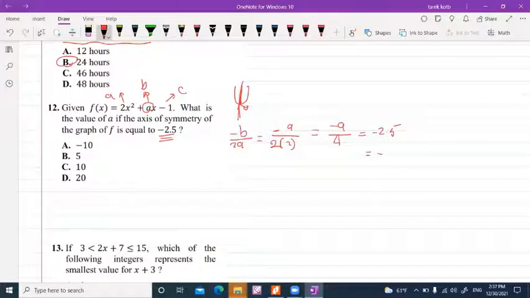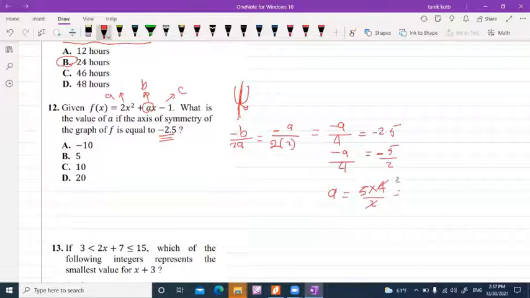In form of fraction, negative 2.5 means negative 5 over 2. And this is negative a over 4. Cancel the negative, and then cross multiply to get the a. So a equals 5 times 4 over 2. Divide by 2, divide by 2, it will be 2. 2 times 5 equals 10. So a equals 10. That's very easy.